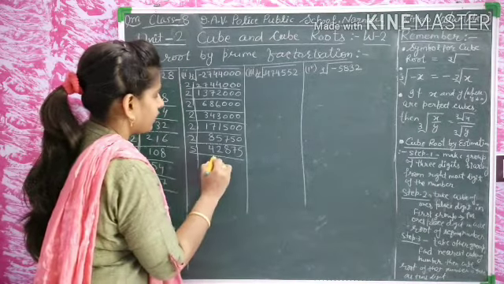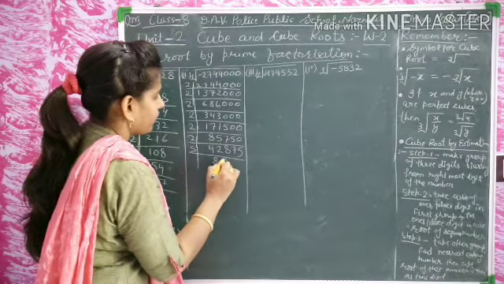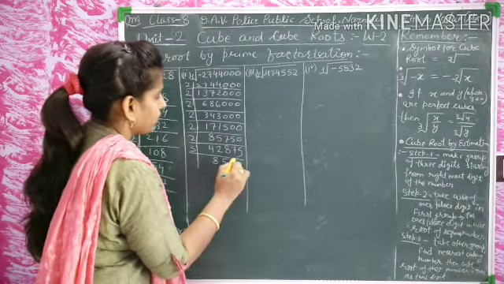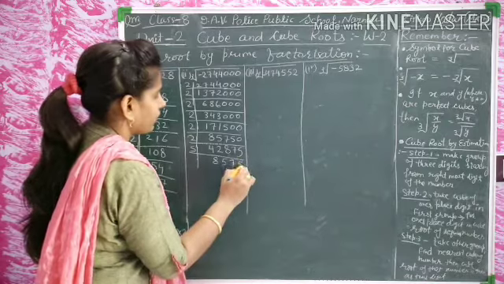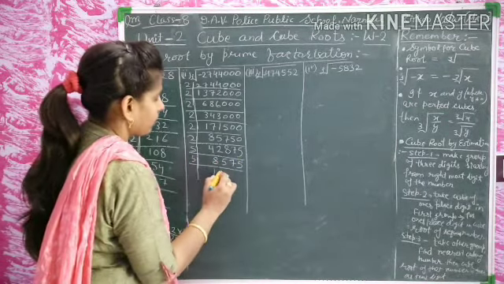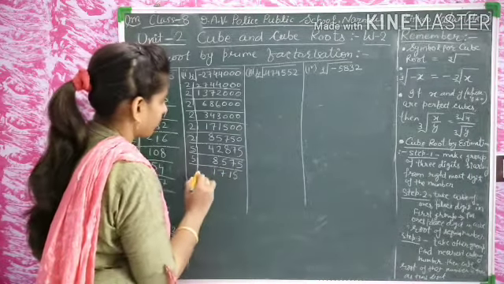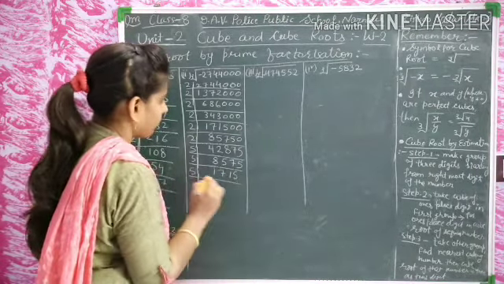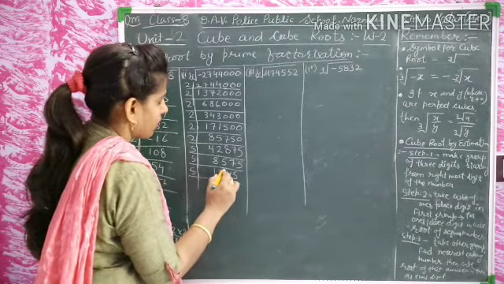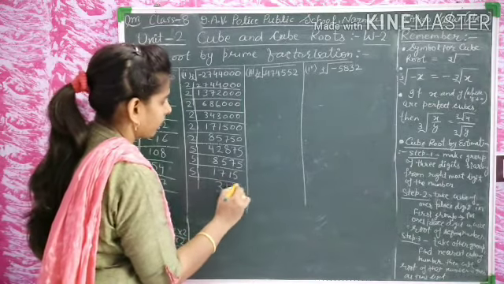Now we are dividing by 5. 5 8s are 40, 5 8s are 40, and 5 5s are 25, 5 7s are 35, and 5 5s are 25. Now again dividing by 5. 5 1s are 5, and 5 7s are 35, 5 1s are 5, 5 5s are 25. Now again dividing by 5. 5 3s are 15, and 5 4s are 20, and 5 3s are 15.